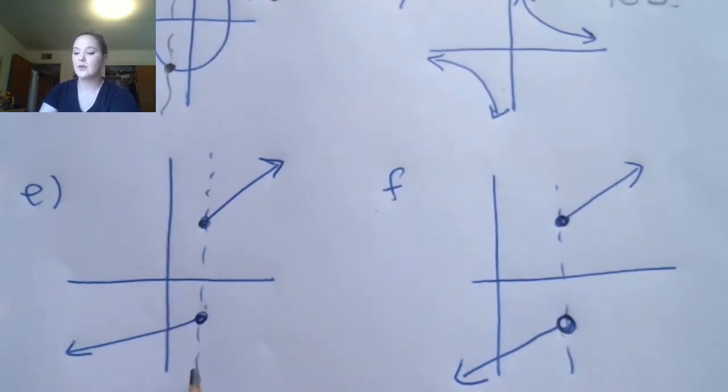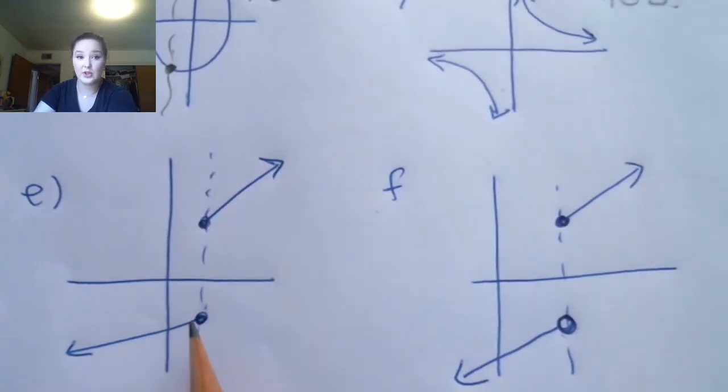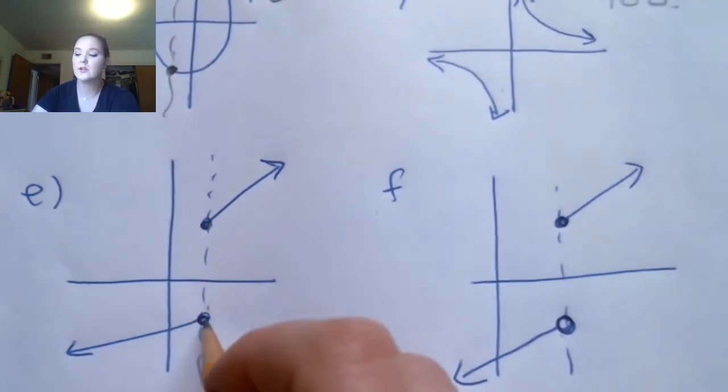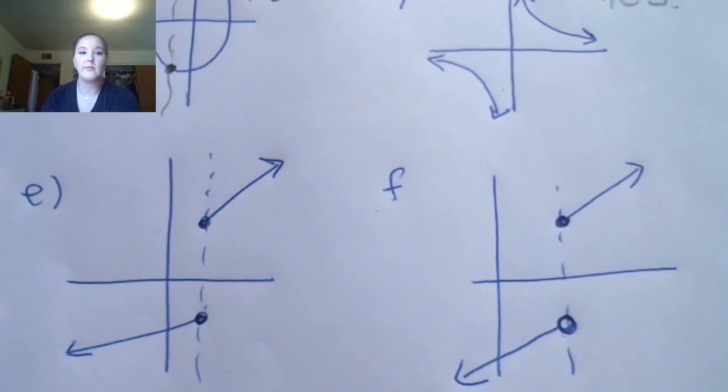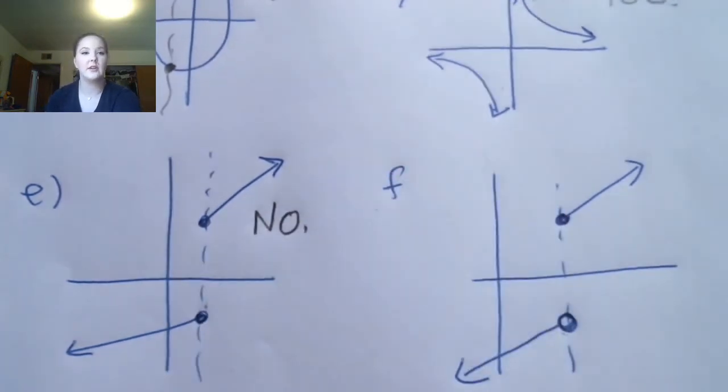If we look at this graph, you can see the dotted line. These are lined up vertically. It already shows you where this relation fails the vertical line test. You can see these two points are both on the same vertical line. So no, this is not a function. There's the vertical line that fails the vertical line test.